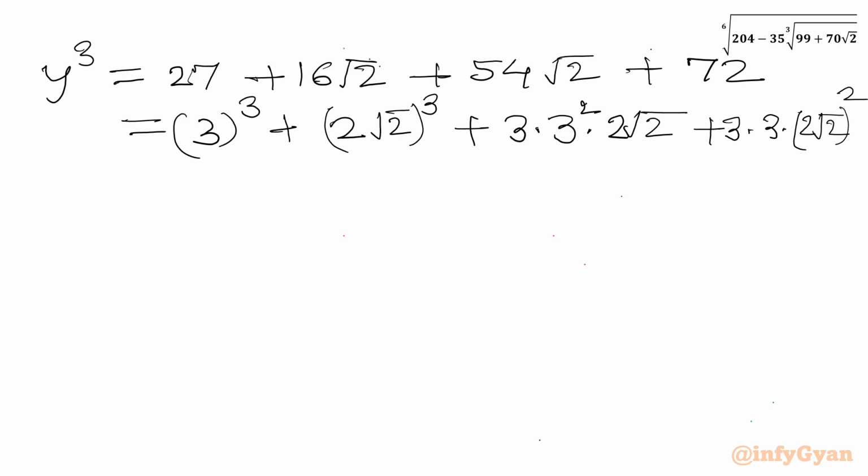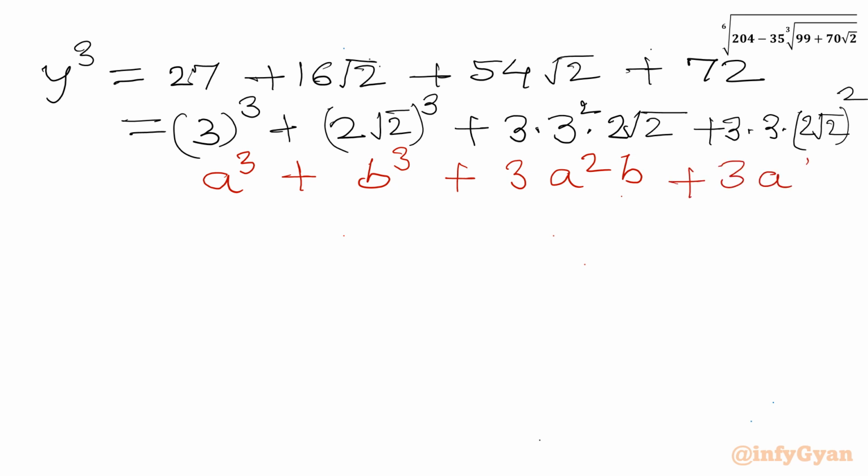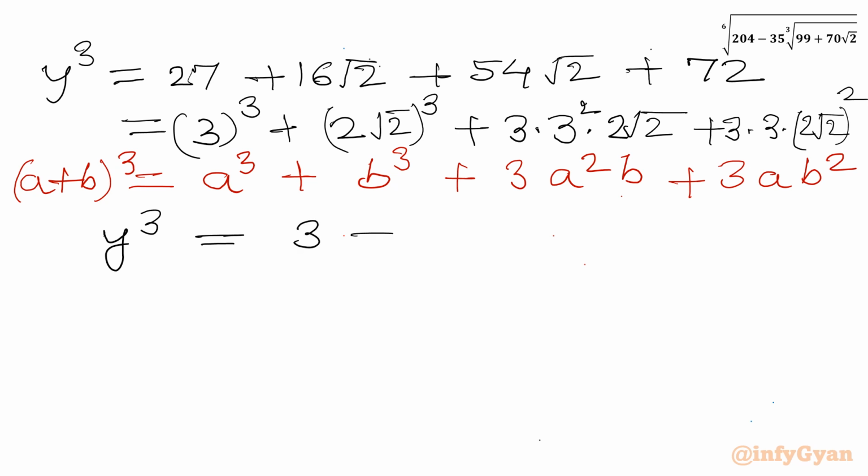This is nothing but one algebraic formula. If I write a cube plus b cube plus 3a square b plus 3ab square, so in this place we can write a plus b whole cube. So RHS will become 3 plus 2 root 2 whole cube. 3 plus 2 square root 2 whole cube.